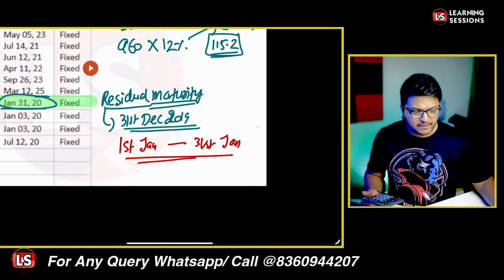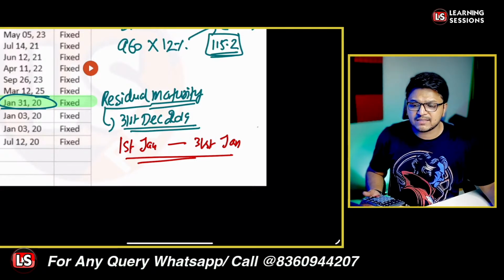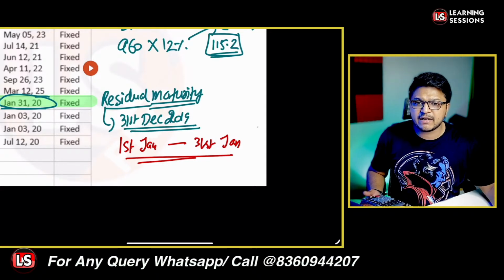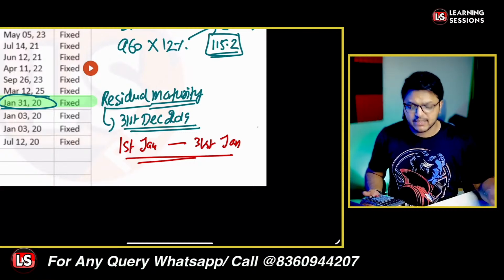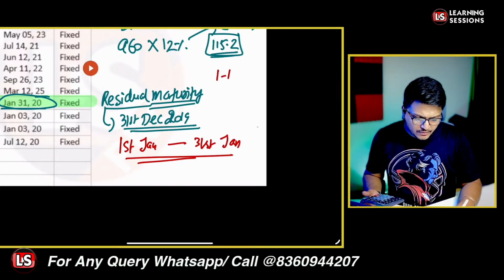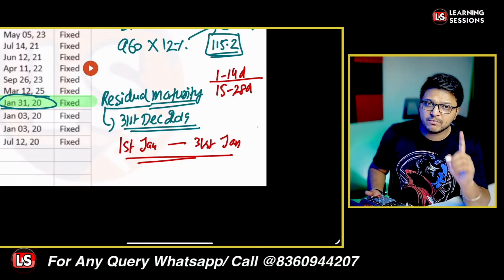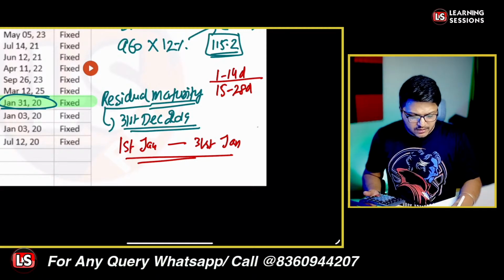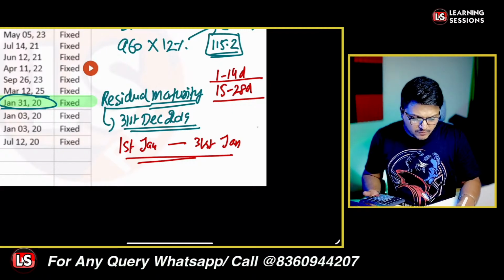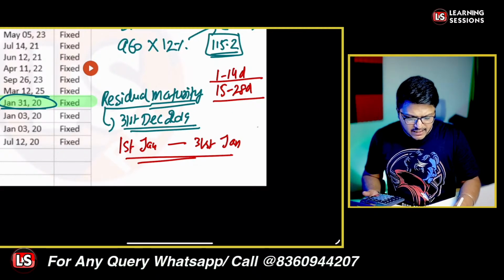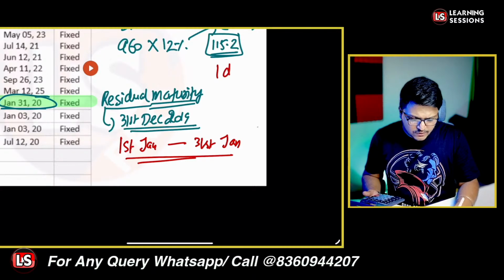Like in the case of the structural liquidity statement, we had different buckets. One bucket was the 1 to 14 day bucket, the other was the 15 to 28 day bucket. There were 11 buckets we talked about, right? The first bucket was for one night, one day.